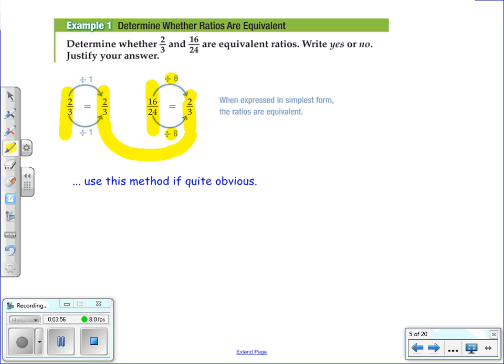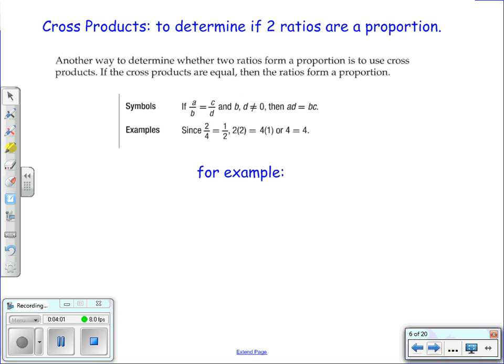You can use this method, but more often than not, we're going to use the next method, which is called cross products. Everybody remember cross products, maybe? But we can use cross products to determine if two ratios are a proportion. If we have A over B, and it's equal to C over D, you may or may not remember that A times D is the same as B times C. That this times this is equal to this times this.